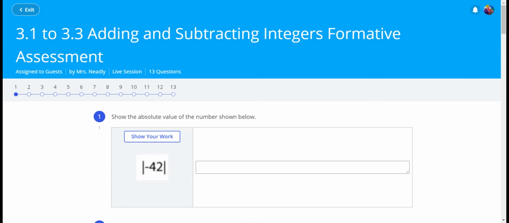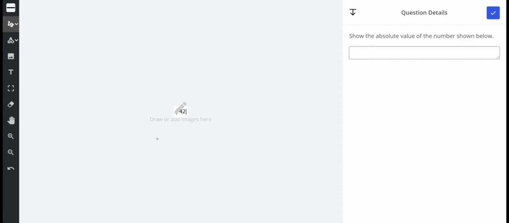So the absolute value of negative 42, well, if you have the absolute value of negative 42, that's asking for how many jumps does it take to get from the number 42 to 0. Well, that's going to be 42 jumps. So the answer is going to be a positive 42.